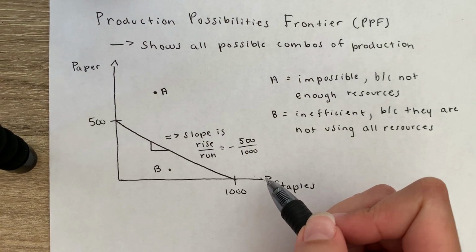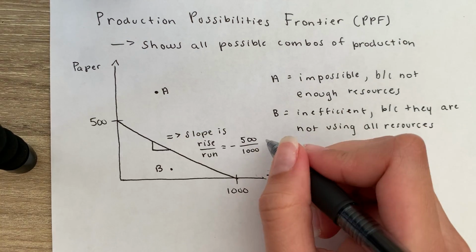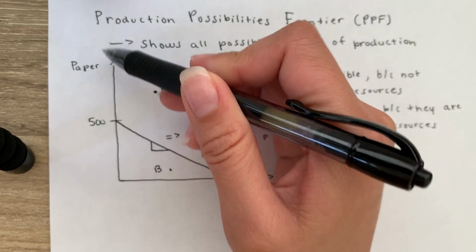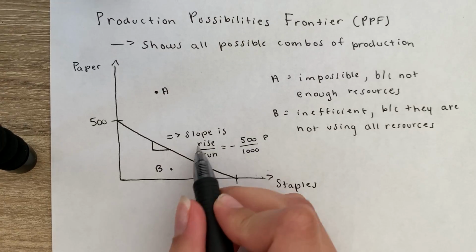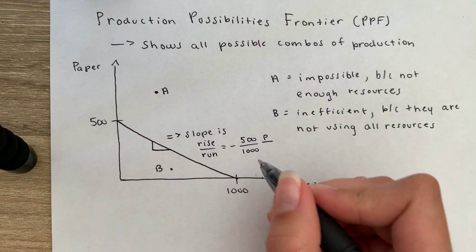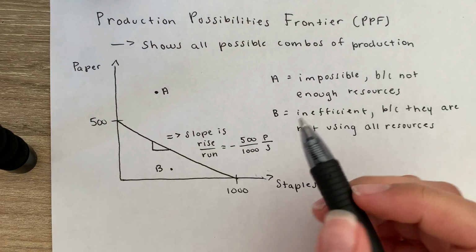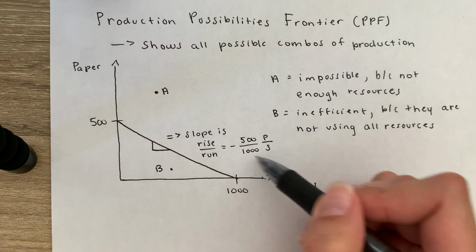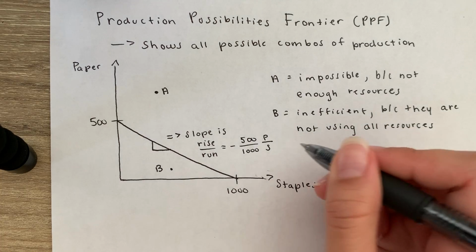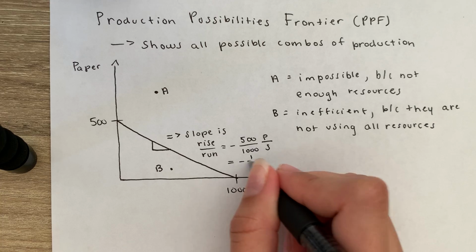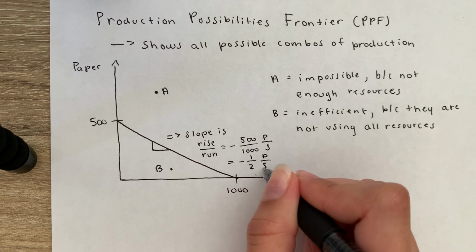So here you want to be careful. You want to make sure you're including your units. Because our rise is the y-axis, we're dealing with paper, so the rise, negative 500, is going to be P, and the 1,000 is going to be staples, because our x-axis here is staples. So you always want to make sure you're including the units. So you can simplify this. It ends up being negative 1/2 P over S.